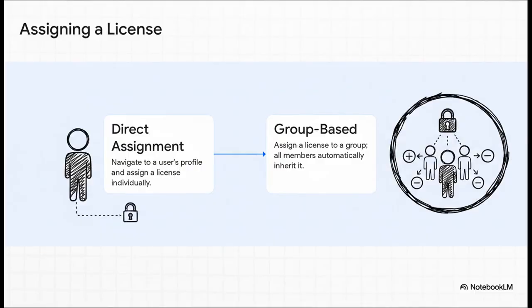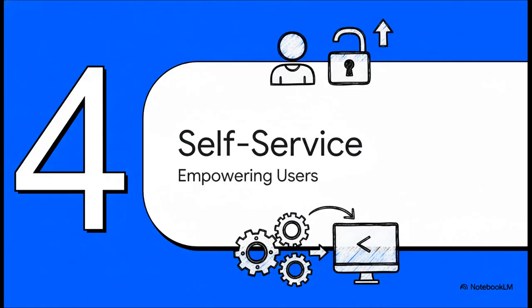So you really have two paths here. You can go to each user and assign a license directly. Or, the much smarter way, you go to a group and assign the license there. Now, anyone who becomes a member of that group automatically gets the license. And if they leave, the license is reclaimed automatically. It's a no-brainer.